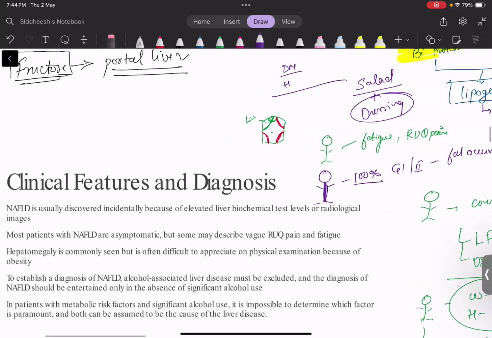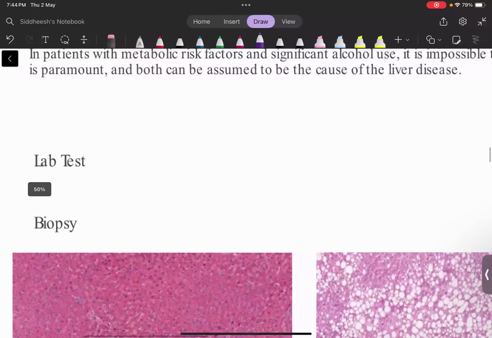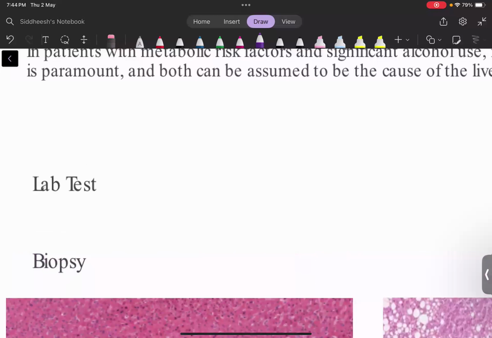Okay. Now, next thing we are having is the lab test. So before jumping to the biopsy part, let's discuss some lab tests. And I need all of your interest in the lab test part now. The biopsy part is only for the higher class people. Now for the lab test, suppose an individual is coming to you with some right upper quadrant pain or some fatigue. What test are you going to perform? What test are you going to suggest to your patient?